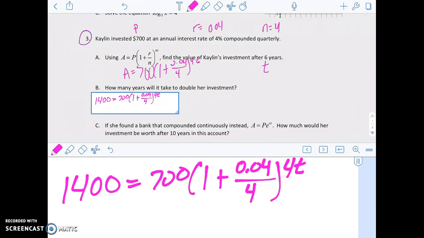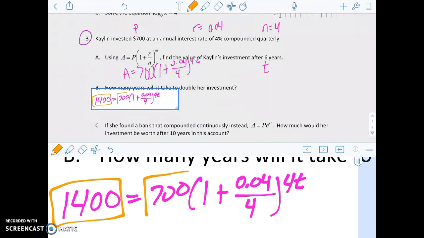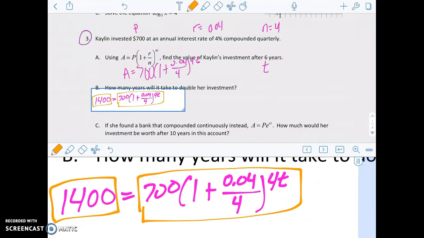You can do it algebraically, or you can plug in each of the separate halves onto Desmos as their own equation. So y equals 1400. You can also do y equals the right side. Figure out where they intersect, and that's going to be where your answer is.